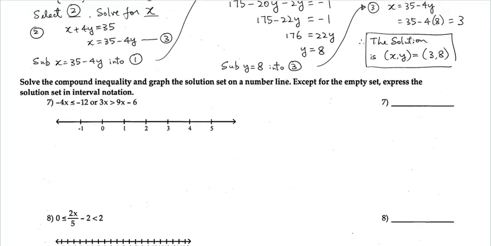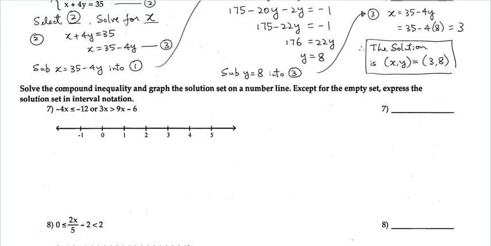Let's take a look at number 7. (35 minus 4 times 8) is that what we... Yes. 4 times 8 is 32, and then subtract from 35 is 3.